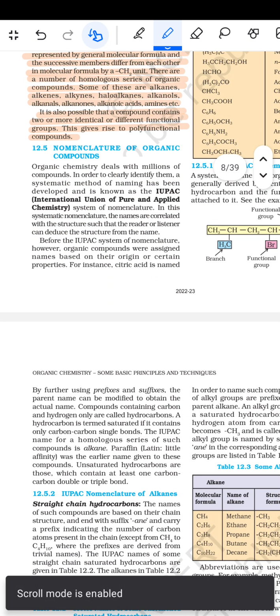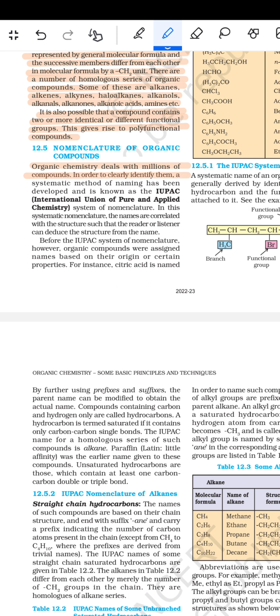Now the nomenclature of organic compounds. Organic chemistry deals with millions of compounds. In order to clearly identify them, a systematic method of naming has been developed, known as the IUPAC, International Union of Pure and Applied Chemistry, system of nomenclature. In the systematic nomenclature, the names are correlated with the structure such that the reader or the listener can deduce the structure from the name.